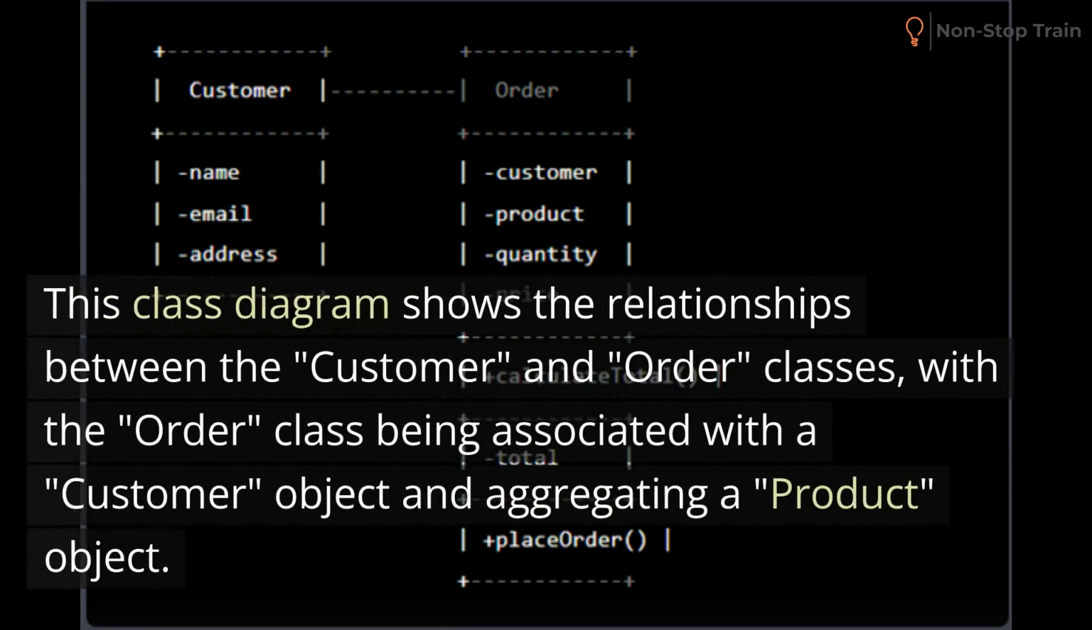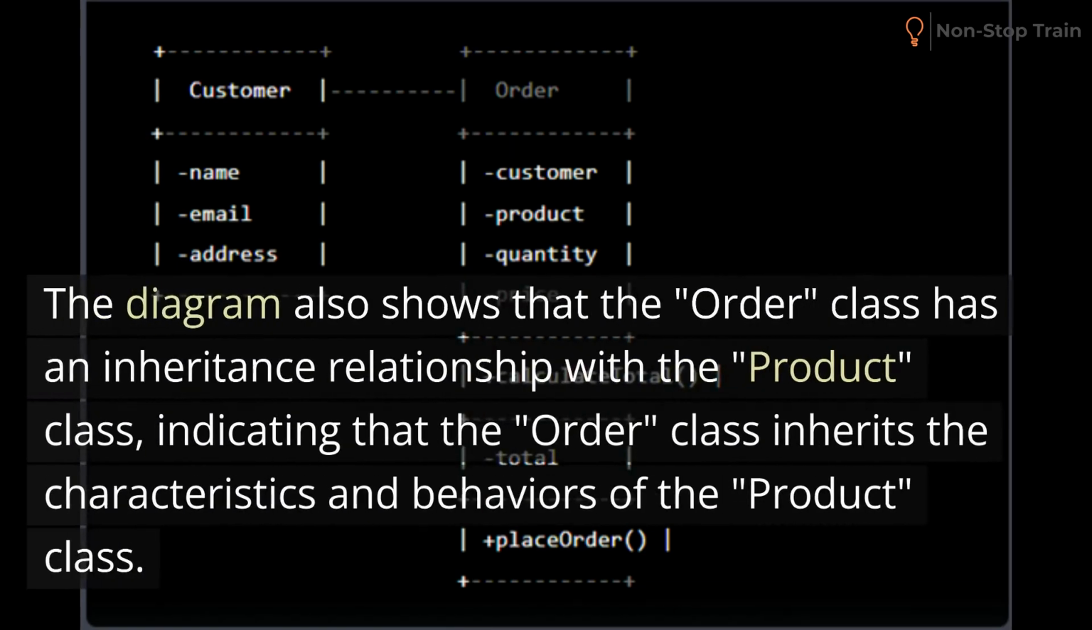This class diagram shows the relationships between the customer and order classes, with the order class being associated with a customer object and aggregating a product object. The diagram also shows that the order class has an inheritance relationship with the product class, indicating that the order class inherits the characteristics and behaviors of the product class.